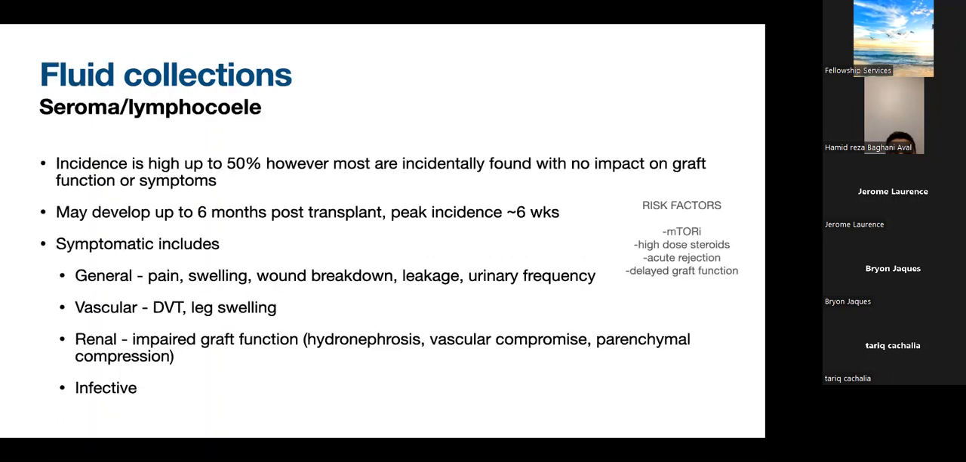Seroma or lymphocele is often a later complication, but can occur early as well, and its incidence is quite high, up to 50%. Most are found incidentally and don't have any major functional complication, but they may cause general symptoms such as pain and swelling. They may affect the vasculature of the lower limb, as well as the function of the kidney. They can also become secondarily infected.